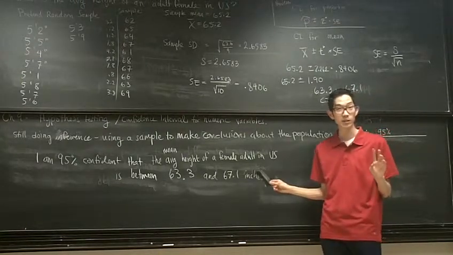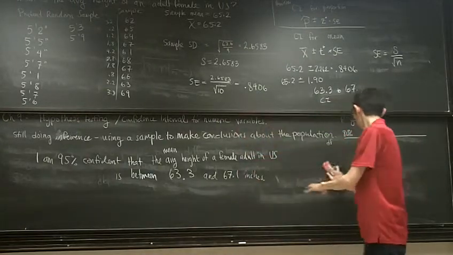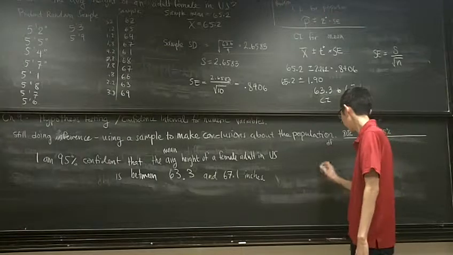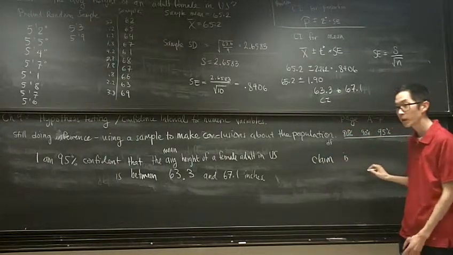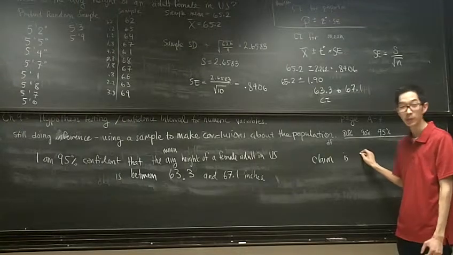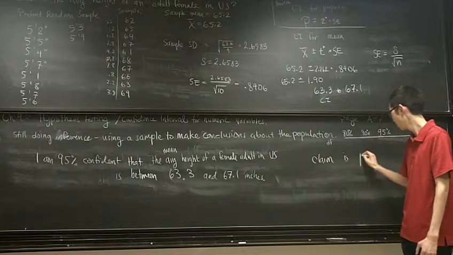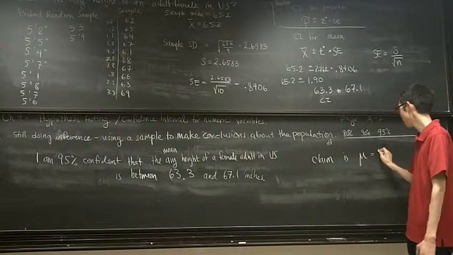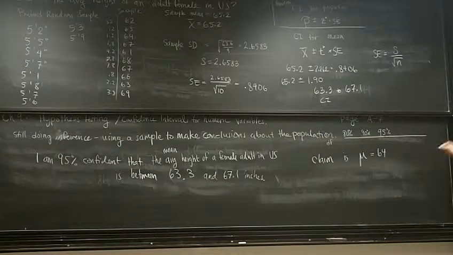Can you guys hear the difference there? Yeah. Okay, so the claim is that the population mean. Do you remember the symbol for population mean? Mu is 64. Okay, that the population mean is 64.